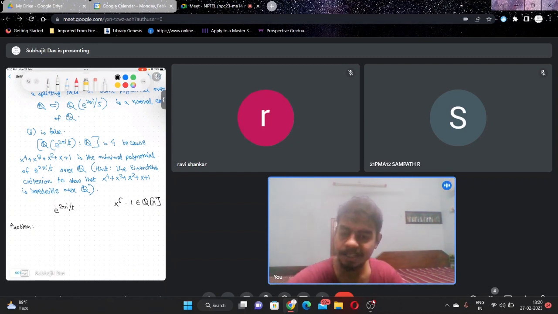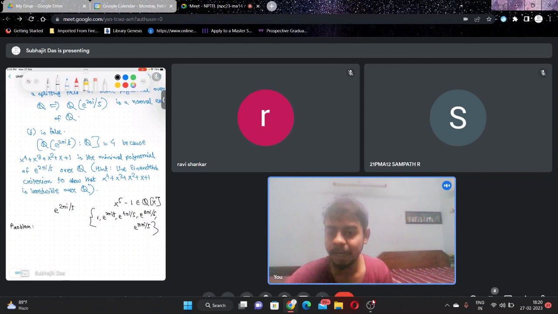So it has 5 distinct roots in C, and those roots, if you list them, are 1, e to the power 2 pi i by 5, e to the power 4 pi i by 5, e to the power 6 pi i by 5, and e to the power 8 pi i by 5. These are all the roots of this particular polynomial.